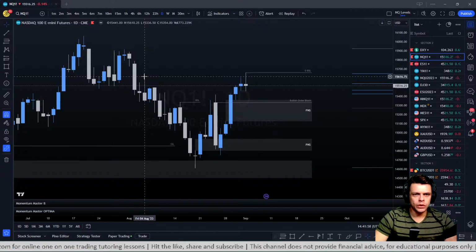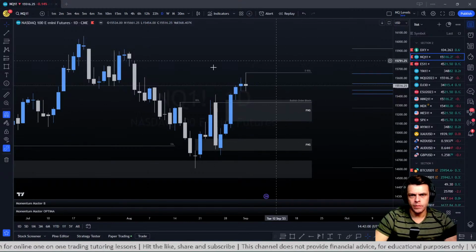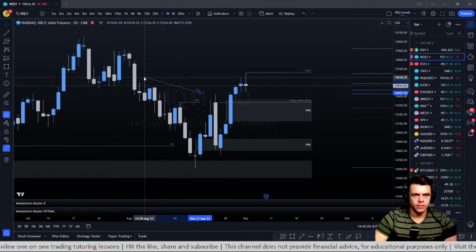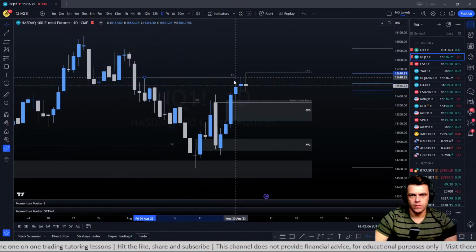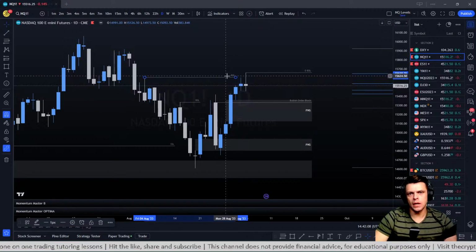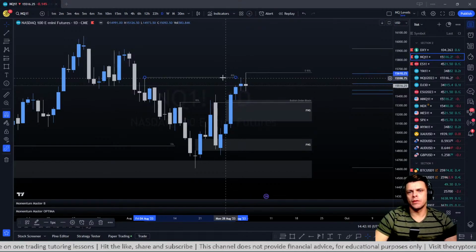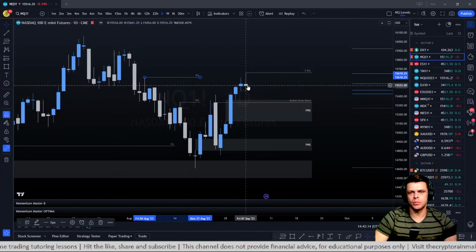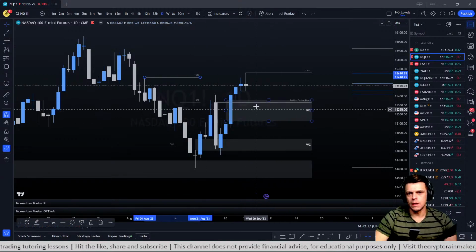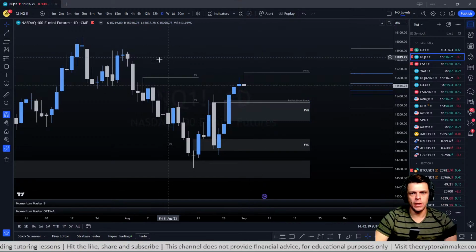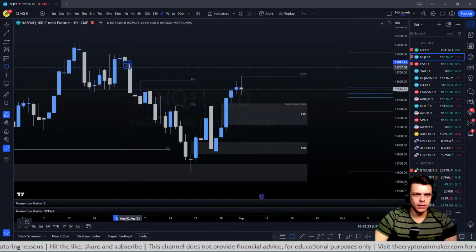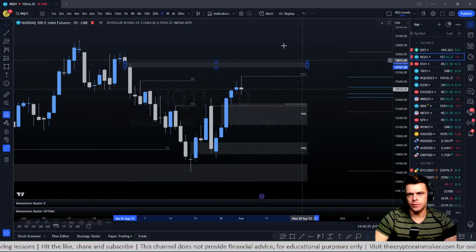Let's see, we took out this high as well. All right, so see, we didn't displace above this high. We're kind of getting rejected right there. So that's also telling me that we could potentially see this move into this fair value gap in the coming days. And then another volume imbalance right there.